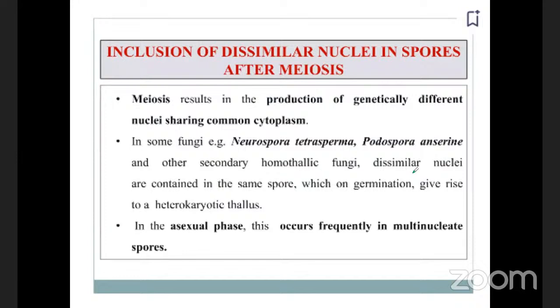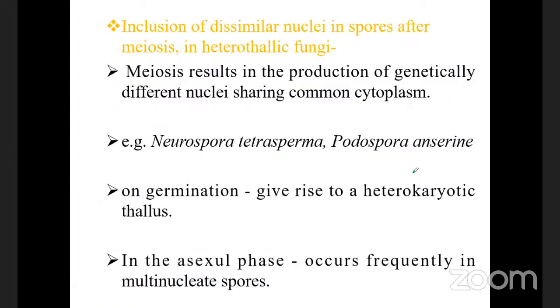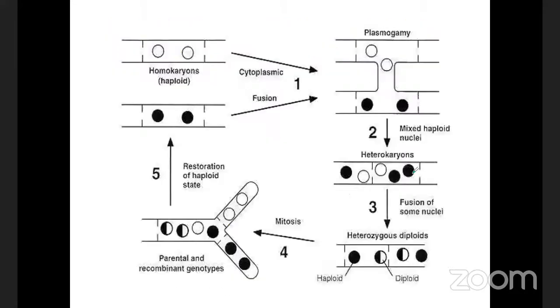What happens after meiosis takes place in the two different nuclei? The spores formed have two opposite nuclei that mate, and again form the diploid. The dikaryotic state becomes diploid. Frequently, multinucleate spores, diploid spores and haploid spores are both present in the single thallus, single cell, sharing common cytoplasm. That is what causes the heterokaryotic condition.